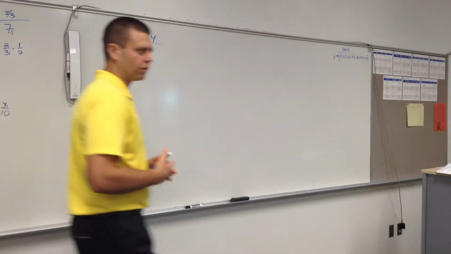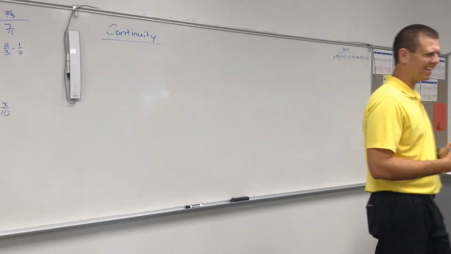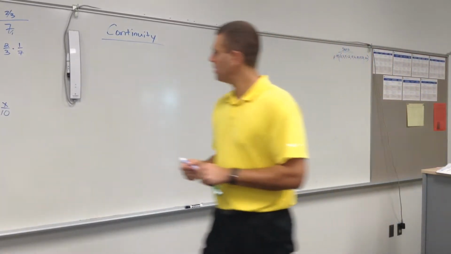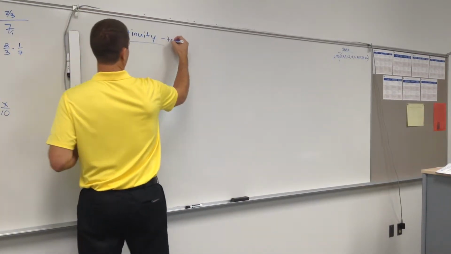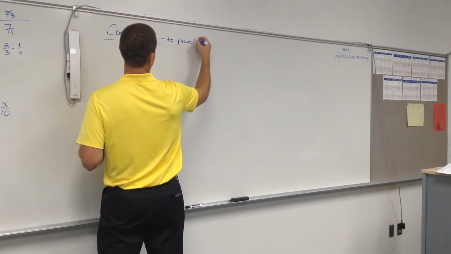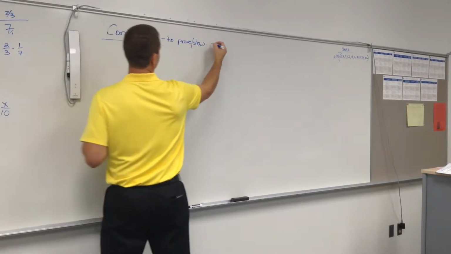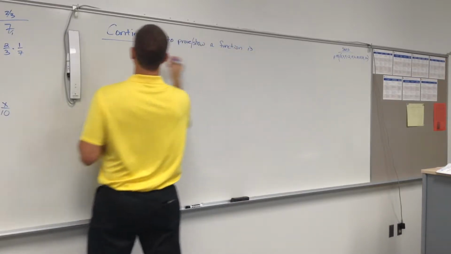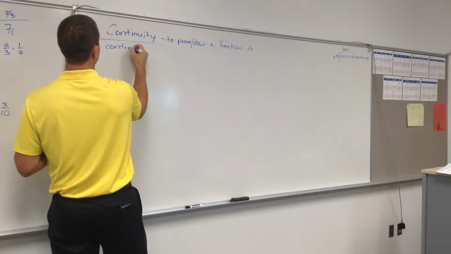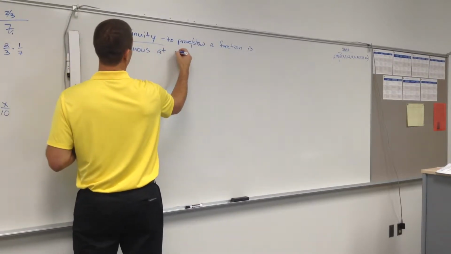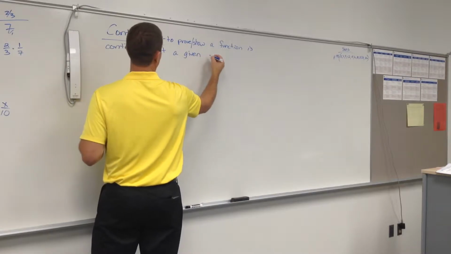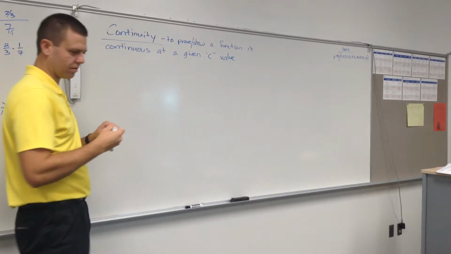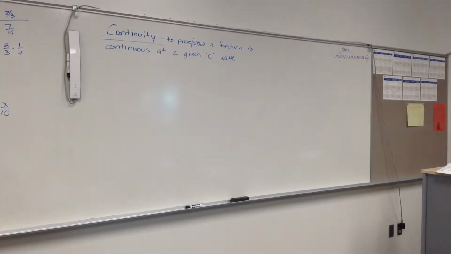Continuity for us: if you're going to prove mathematically that a function is continuous at a given point, there are three things you're going to have to do. So, to prove or show that a function is continuous at a given c value, I will use c as our x value, there are three things.